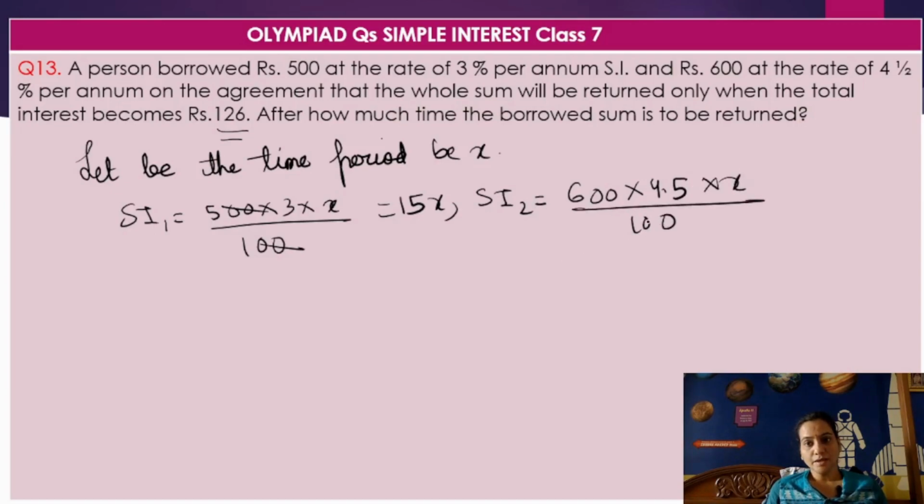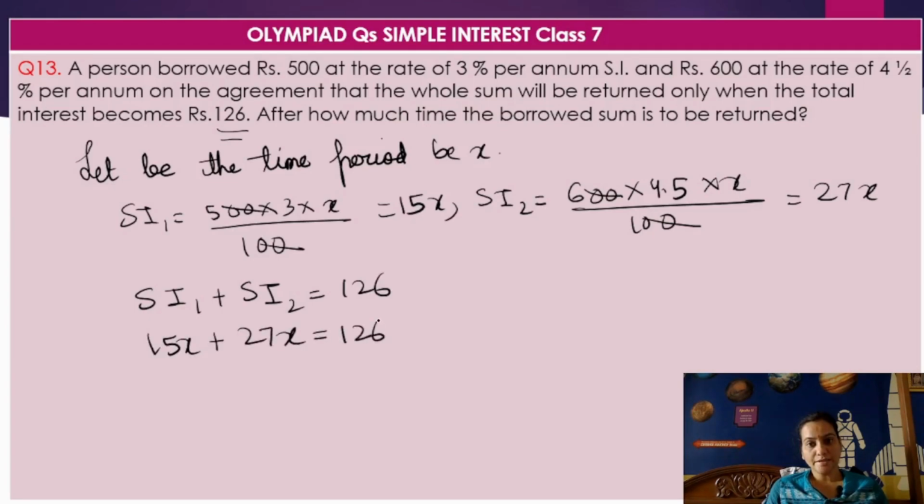So here again we'll cancel out this. So what remains is 6 into 4.5. So 6 5s are 30 and 6 4s are 24. 24 plus 3 is 27. So 27x. So SI1 plus SI2 equal to 126. So this is 15x plus 27x equal to 126.